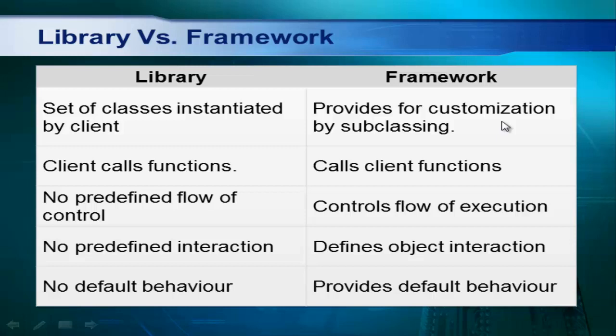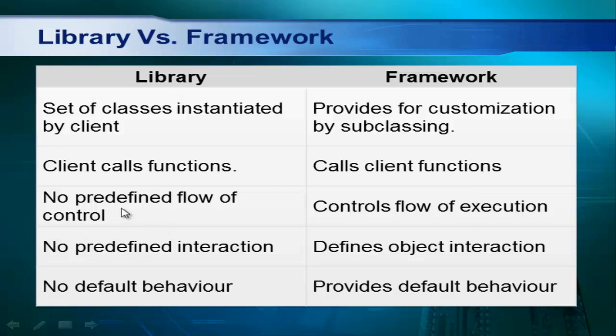You create a subclass out of it and use it. For example, you just created a subclass out of the servlet. The servlet that you have created was not an ordinary servlet. You extended it out of an HTTP servlet. So you're subclassing it. In the library, you are calling the functions. The client calls the functions, whereas in the framework, the framework calls the functions of the client. So it is in control of what has to be done, when the things have to be done.